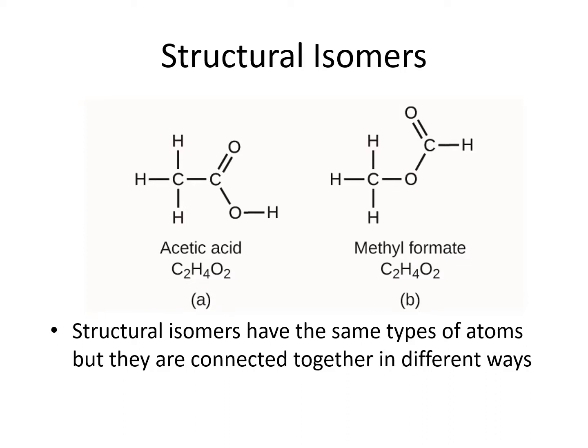If 2 molecules have the same molecular formula but different structural formulas, they are structural isomers. They have the same elements in the same numbers, but they are connected in different ways. For example, acetic acid and methylformate both have the molecular formula C2H4O2. They are bonded differently, though. Acetic acid has the CCO backbone, whereas methylformate has a COC backbone.